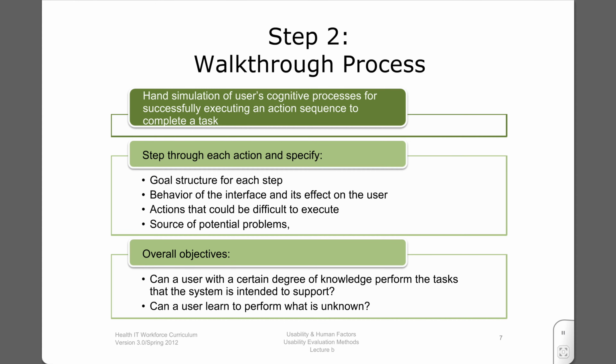The walkthrough process involves a kind of hand simulation of users' cognitive processes for successfully executing an action sequence to complete a task. The analyst steps through each action and specifies: 1. Goal structure for each step. 2. Behavior of the interface and its effect on the user. 3. Actions that could be difficult to execute. 4. Source of potential problems.